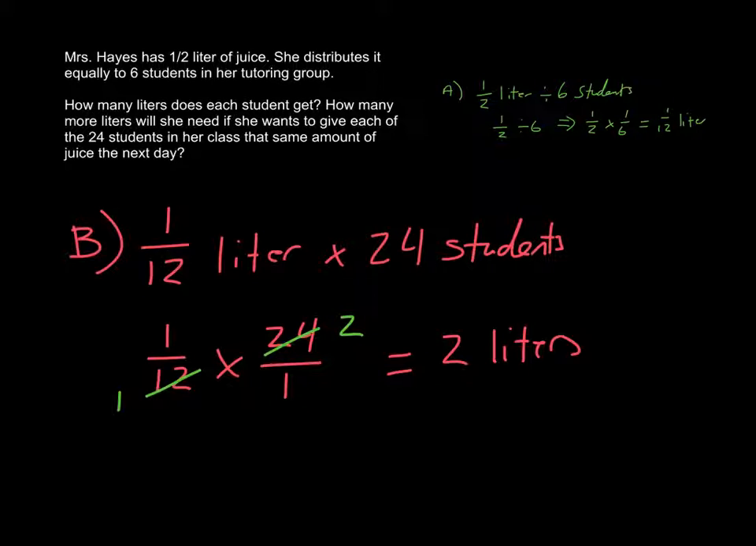This is assuming that the 6 students in her tutoring group are not part of the 24 students in her class. If they're separate, remember to keep these separate. If, however, the 6 students are part of her 24 students, then you're going to subtract the half a liter that she already has, because you're adding 18 students instead of doing 6 students one day and then 24 the next day. So read the question carefully to make sure that you know what it's asking.